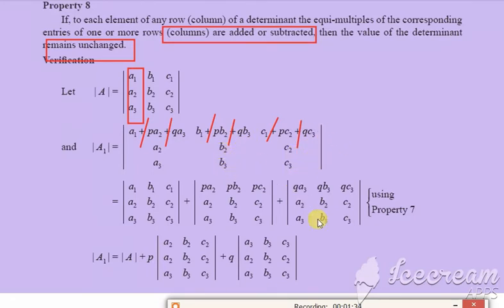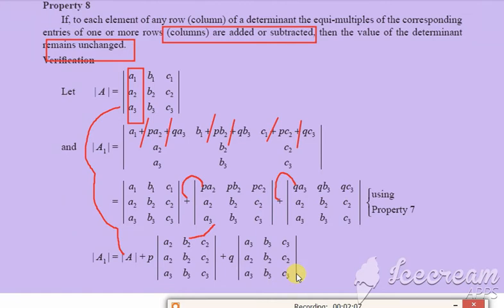So using this property 7, I am going to split the first column value determinant of A. So that's why I wrote here determinant of A. Next I am going to take P outside. So the remaining: A2 B2 C2, A3 B3 C3, next A3 B3 C3. Next I am going to take Q outside. Here A3 B3 C3, A2 B2 C2, A3 B3 C3.